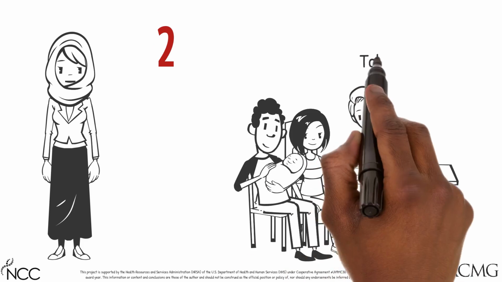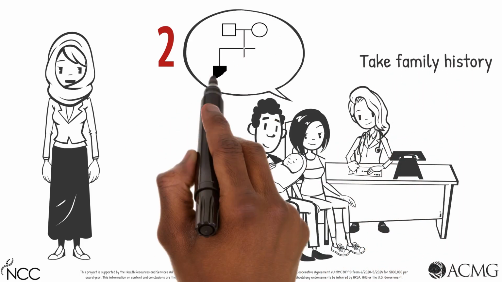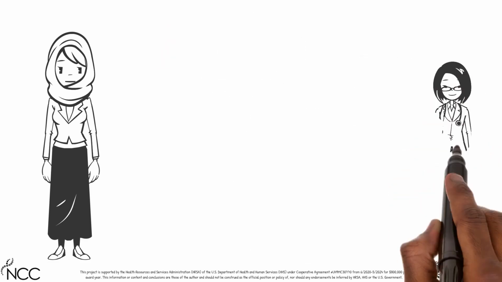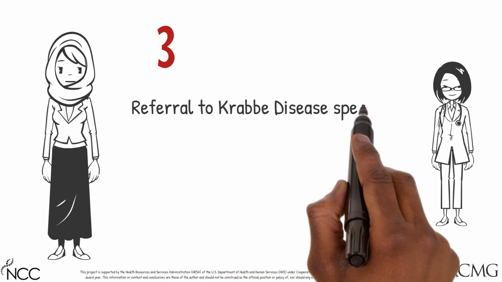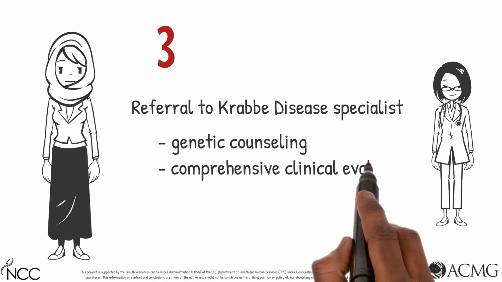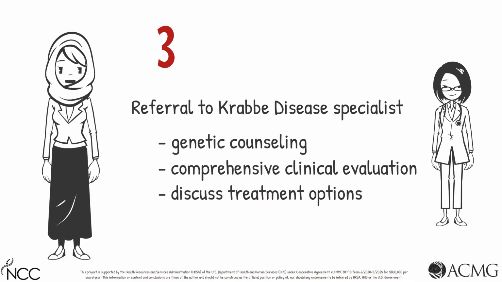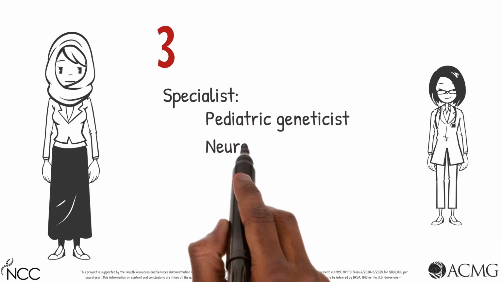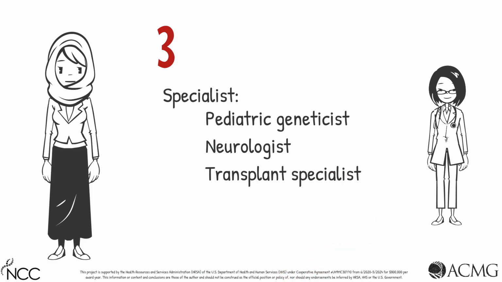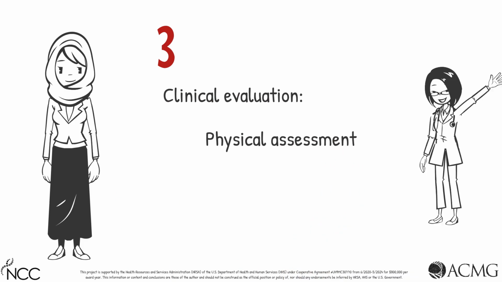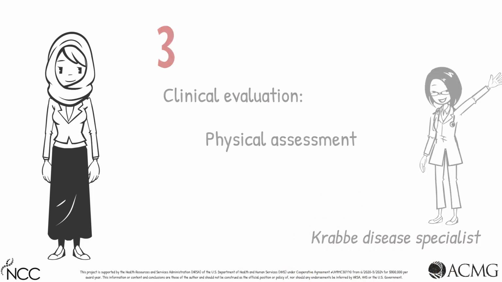Second, take a family history. Because Krabbe disease is inherited in an autosomal recessive manner, it is common for there to be no known family history of Krabbe disease. Third, arrange an immediate referral to a Krabbe disease specialist for genetic counseling, a comprehensive clinical evaluation, and discussion of treatment options. The specialist could be a pediatric geneticist, neurologist, or transplant specialist. The clinical evaluations should include a comprehensive physical assessment by an experienced Krabbe disease specialist.